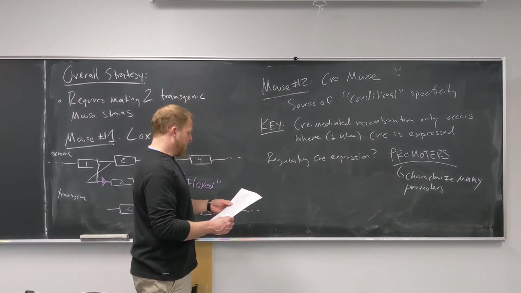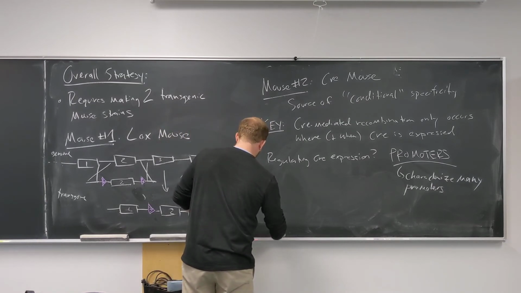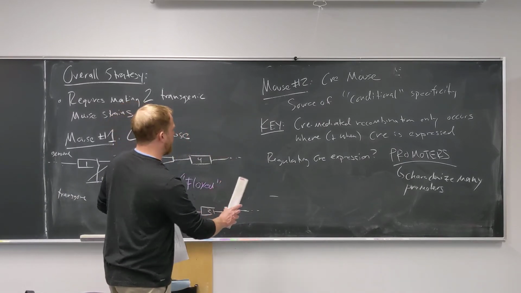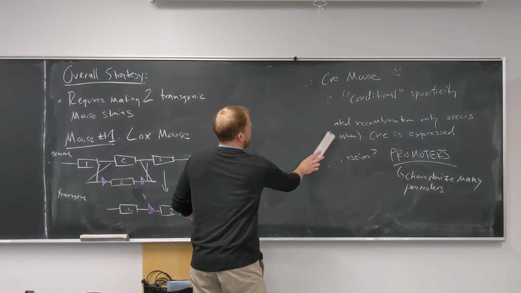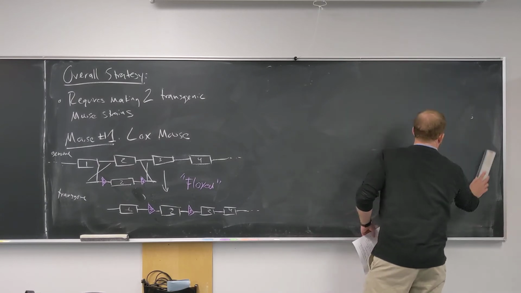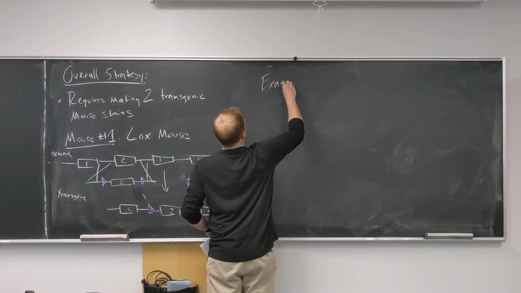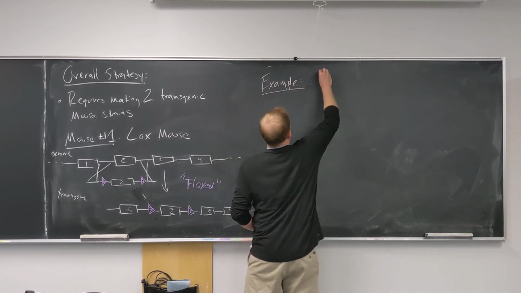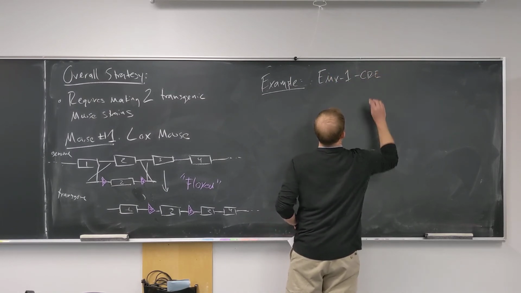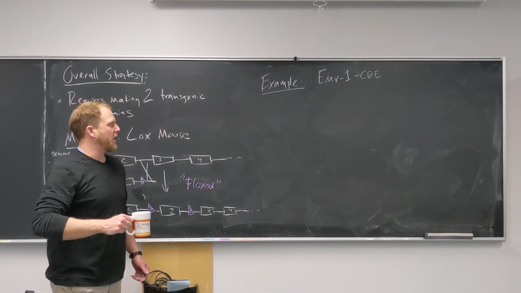Okay, so here's a quick diagram of what this looks like, just to make it really simple. I'm going to clear this out; I suppose that's okay because you can just hit rewind on YouTube. For an example of a Cre mouse, I'm going to use what's known as an EMX1 Cre mouse. I won't go into a lot of details, but I'm using it because it's a mouse strain I did some work with in my PhD.